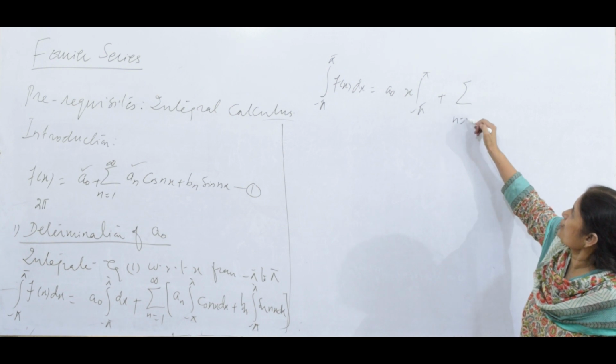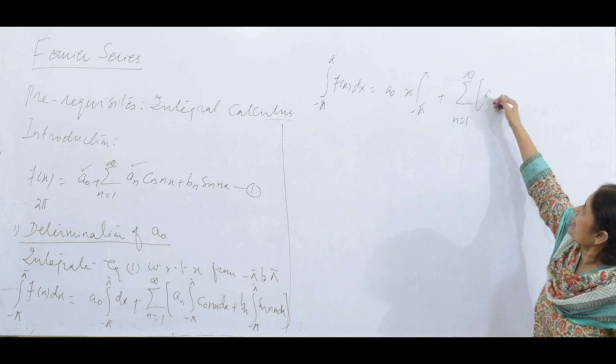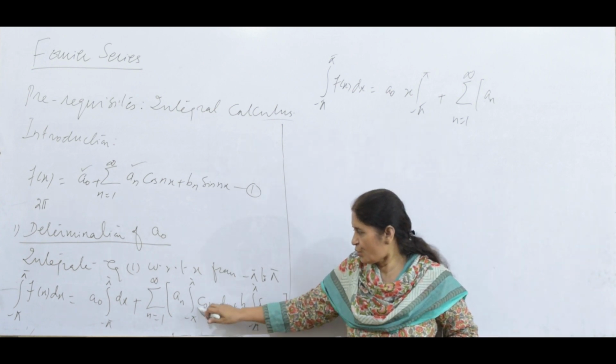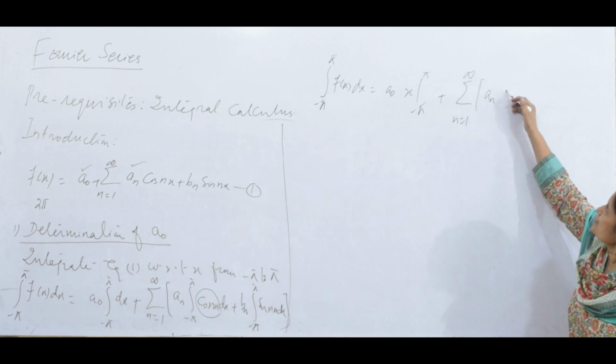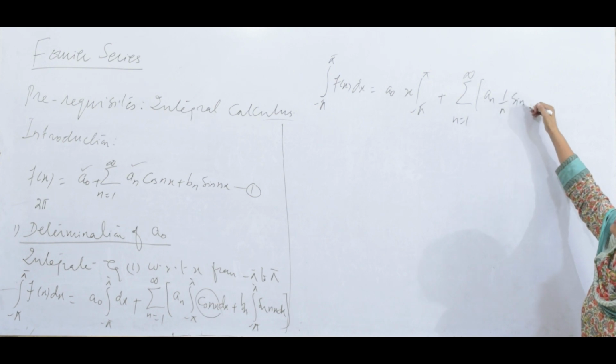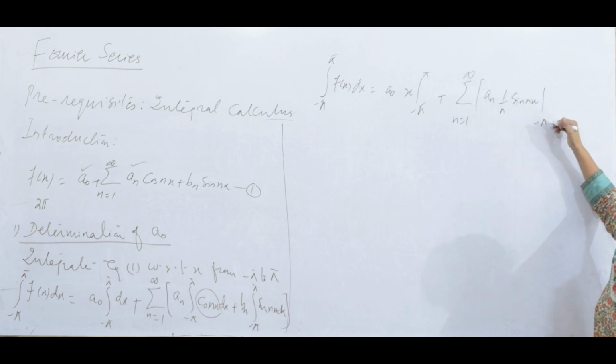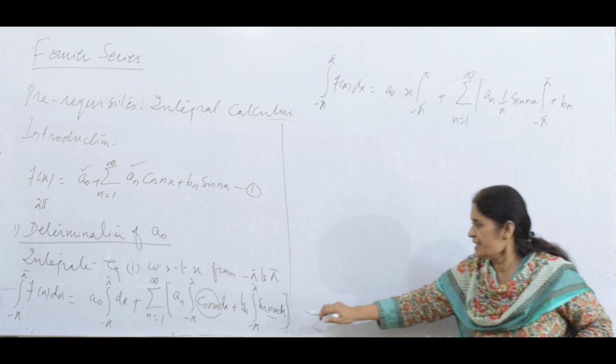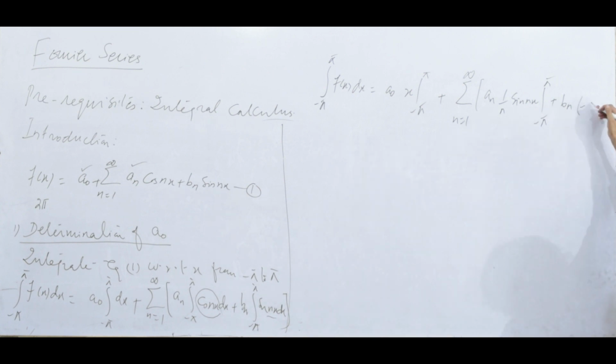Then the sum for n equal to 1 to infinity, with the bracket a n, and then the integral of cos nx is 1 over n sine nx between the limits minus pi to pi, plus b n, and the integral of sine nx is minus cos nx over n between the limits minus pi to pi, in bracket close.